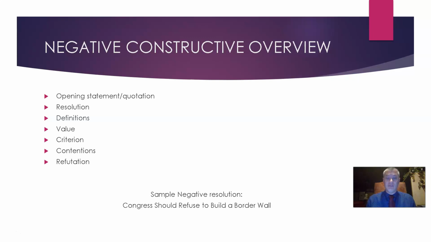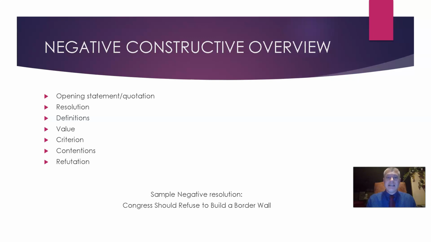So in terms of the overview for the negative constructive speech, you'll see here that the first parts of it are exactly the same as the affirmative. It begins with an opening statement quotation, then statement of the resolution, definitions, the value and criterion, contentions, but then the negative also has what's called refutation, which means pushing back or arguing against the different contentions that the affirmative gave. And so remember that our sample resolution is Congress should refuse to build a border wall.